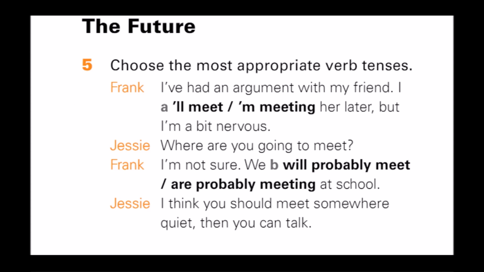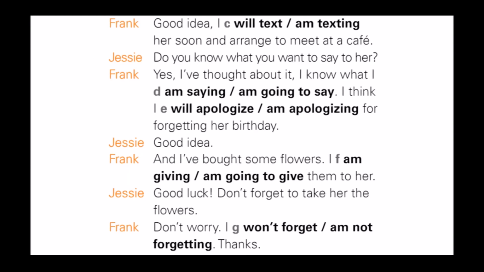Page 127. The future. Exercise 5. Choose the most appropriate verb tenses. Option A. Am meeting. Option B. Will probably meet. Option C. Will text. Option D. I'm going to stay. Option E. Will apologize. Option F. I'm going to give. Option G. Won't forget.